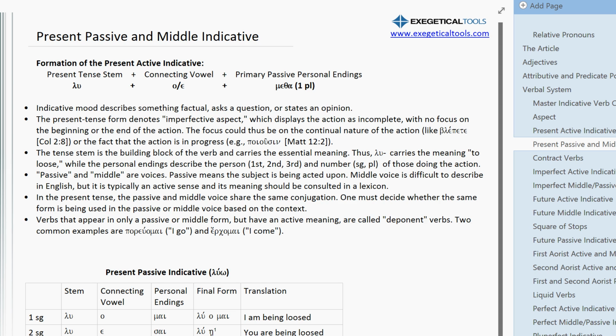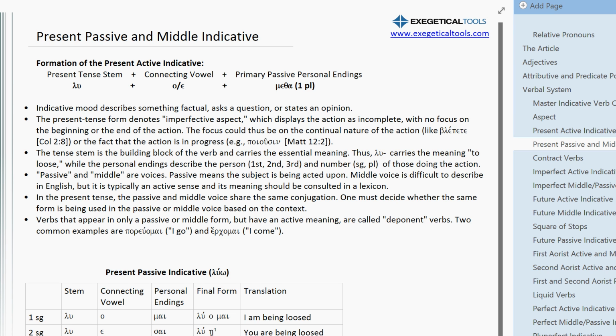In this video we're going to look at the present passive and middle indicative, and you should have already watched the video on the present active indicative because this form is going to be almost exactly the same. It just has different endings. Rather than having the primary active endings o, eis, ei, omen, ete, ousi, it's going to have the primary passive personal endings: omai, ei/ēi, etai, ometha, esthe, ontai, which we'll see here in a second. So aside from that, everything's still the same.